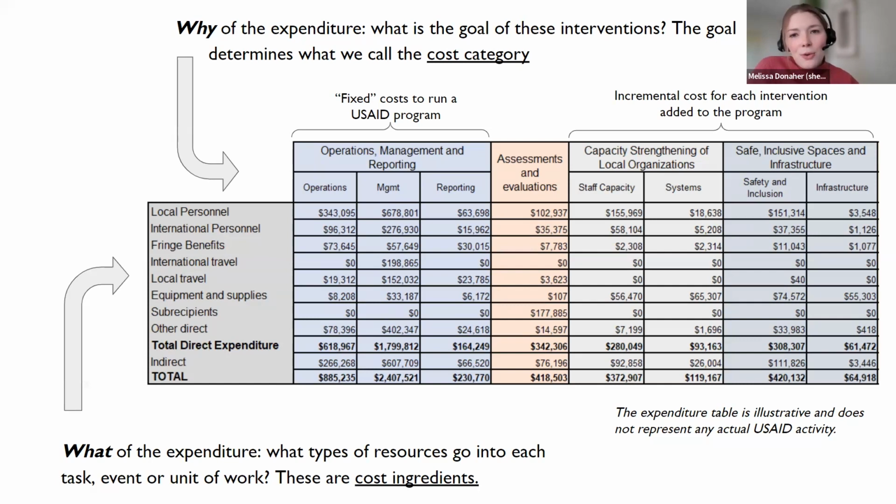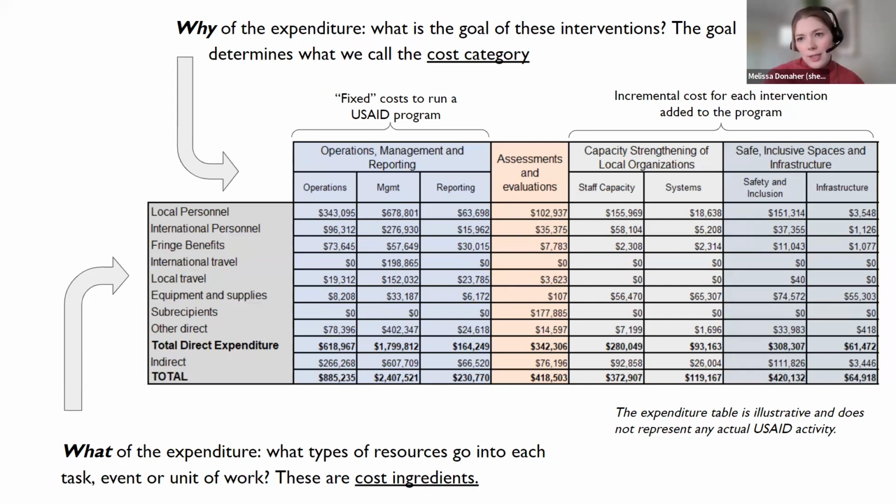Okay, so here's an example of what this looks like in practice for a PYD activity. The rows in this table, those listed on the left, show the different cost ingredients. These are the types of different resources that would go into a particular award. These probably look familiar to many of you, as these are the buckets that USAID already uses to capture our expenditures. So things like personnel, fringe benefits, travel, equipment, and other costs.